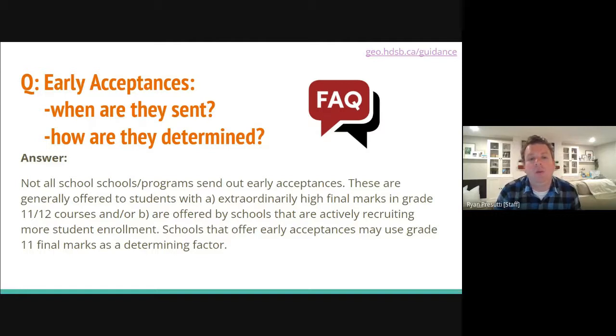And then the other reason that early acceptances may happen would be because it's a school that is actively recruiting more students to attend their school. Oftentimes that is outside the GTA, outside of this local area. It would be more rural schools or northern schools that maybe don't have as many applicants, and so they're trying to lure students in with an early acceptance, or maybe some money, an entrance scholarship of some sort. So yes, they do happen. If they happen, it would be maybe December, January, but they're not as common because it's really only in those two circumstances.